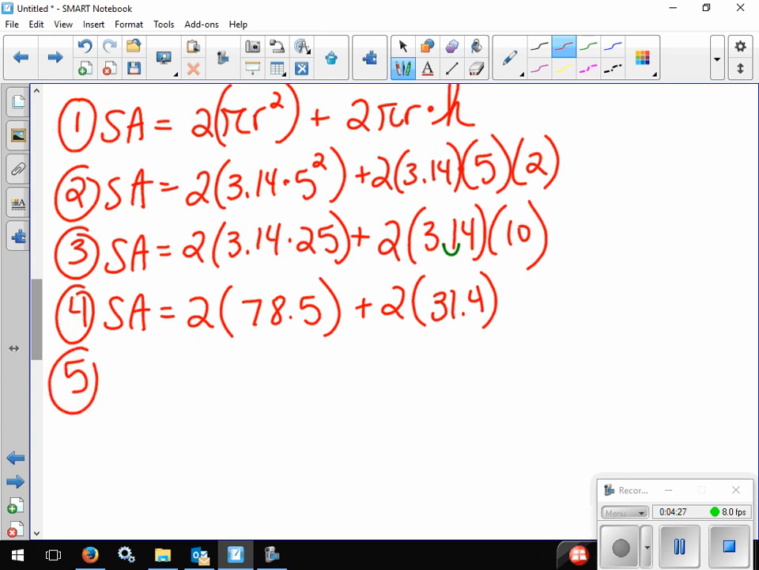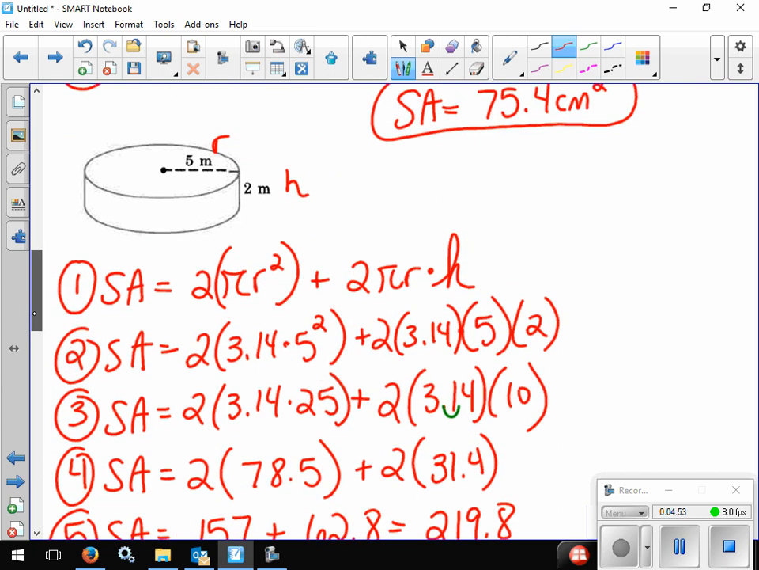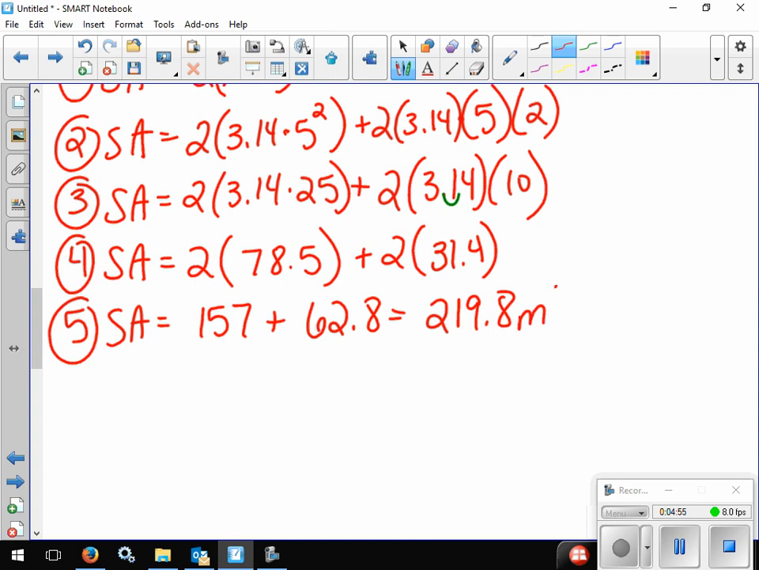Okay, and step 5, surface area is 78.5 times 2, and you get 157 plus 31.4 times 2, and you get 62.8. Combine those, and you get 219.8 meters this time, meters squared. That's your surface area.